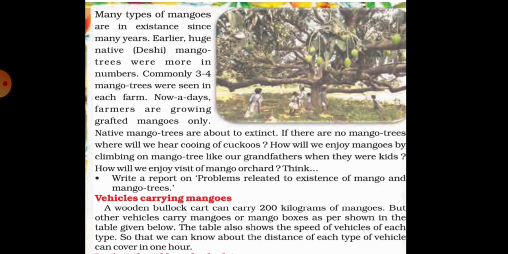Dear student, here below a fantastic table is given. In this table, the types of vehicles are given, and their speed and how many kilograms they carry, all these things are given here.